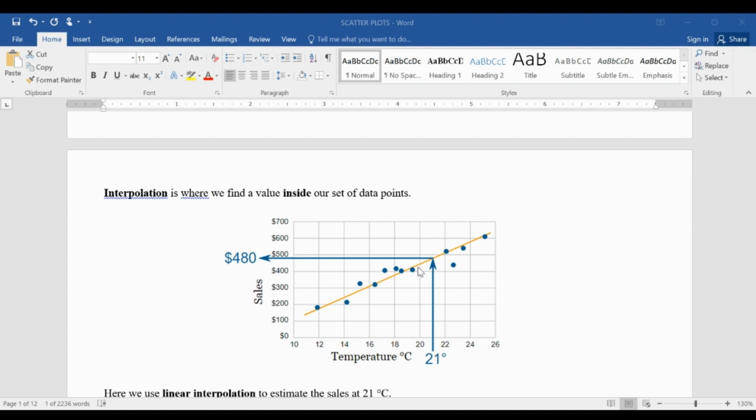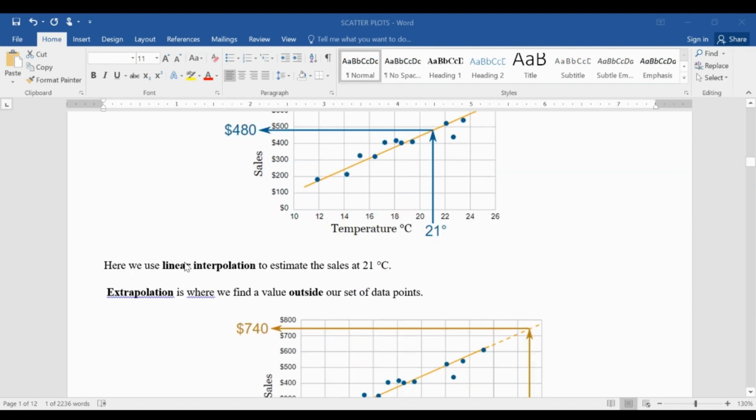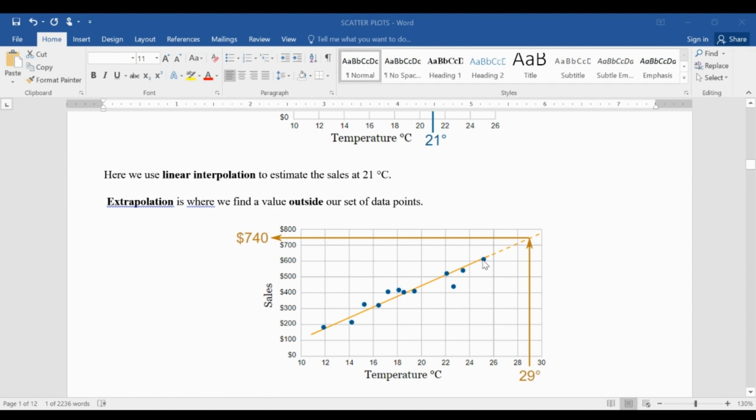So we have some data points at about 19.5 degrees, and we have a data point at 22 degrees. Well, what if the temperature is 21 degrees? Well, we can use the 21, we can go up till we hit the line, we go over, and we can make a prediction that we're going to earn about $480. That's interpolation. Now, extrapolation is where we go outside the data range.